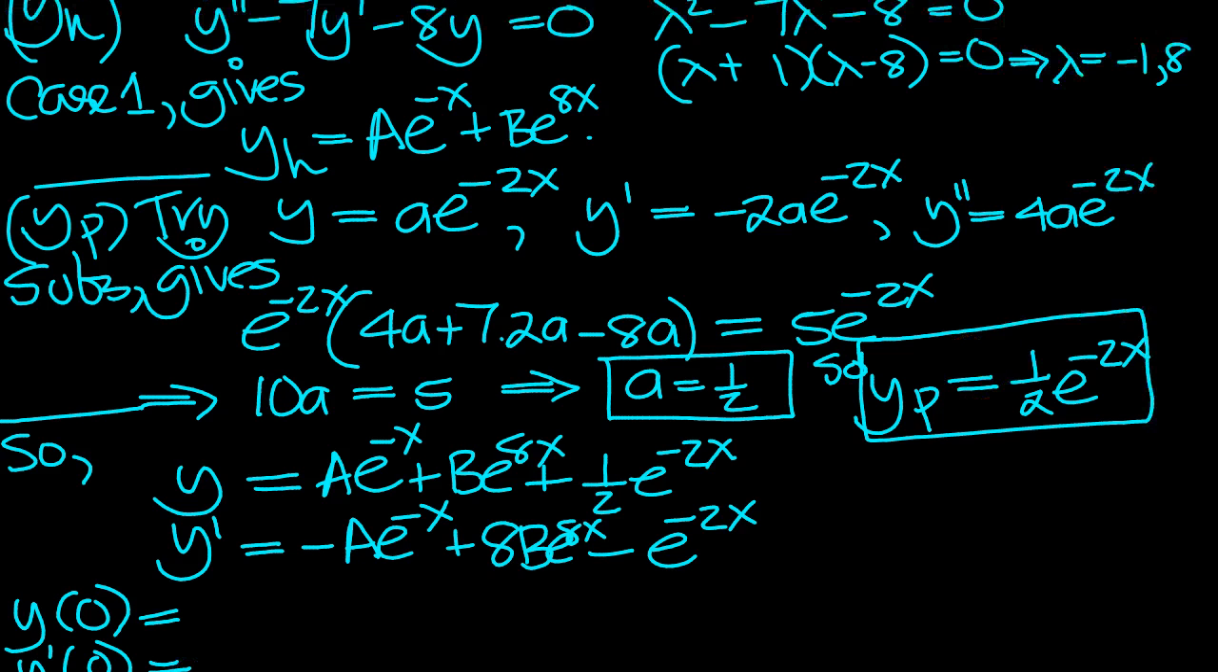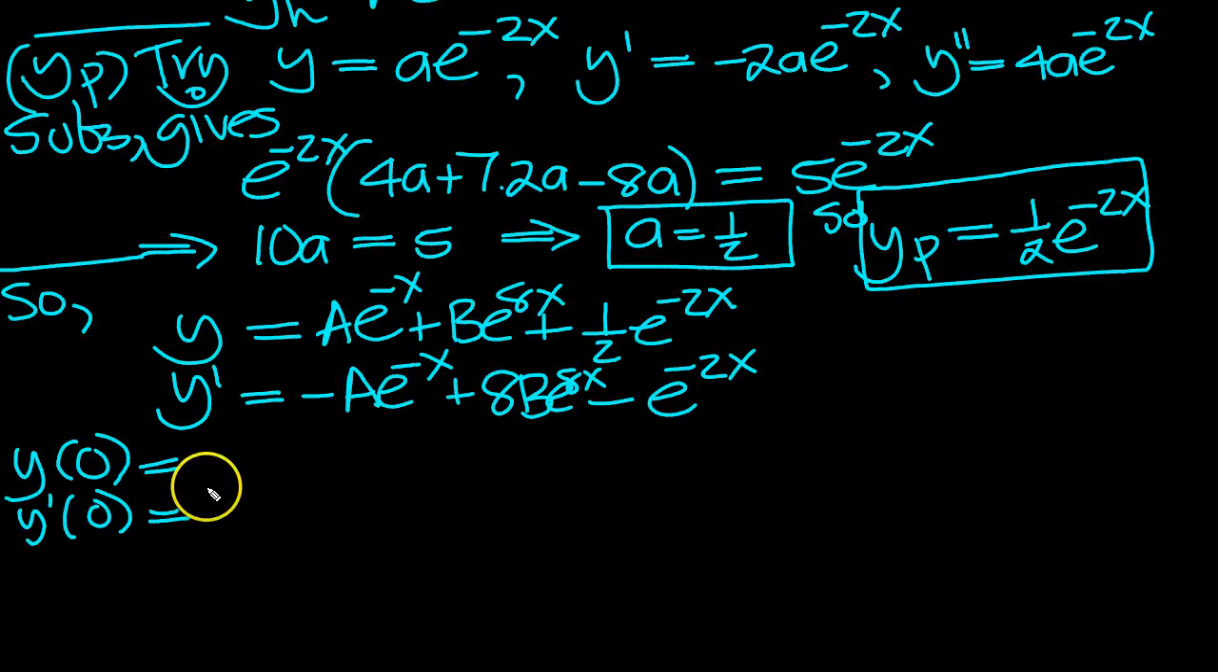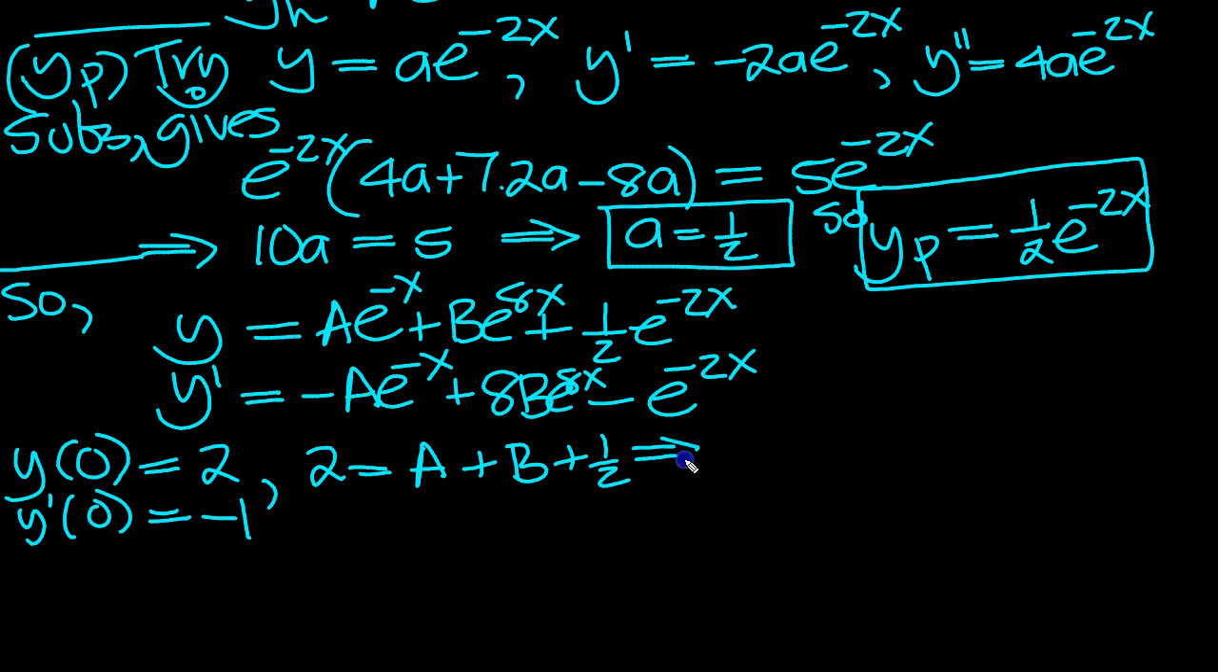So we've got our initial conditions, y0 and y dashed 0. So let's put them in. y0 was 2 and y dashed 0 was minus 1. So this one gives, when x is 0, y is 2. x is 0, so e to the 0 is 1 times a, e to the 0 is 1 times b, and then e to the 0 is there, that's a half. So that tells us that a plus b is equal to, take the minus half to be with the 2, 2 minus a half is 3 over 2. Label that equation 1.